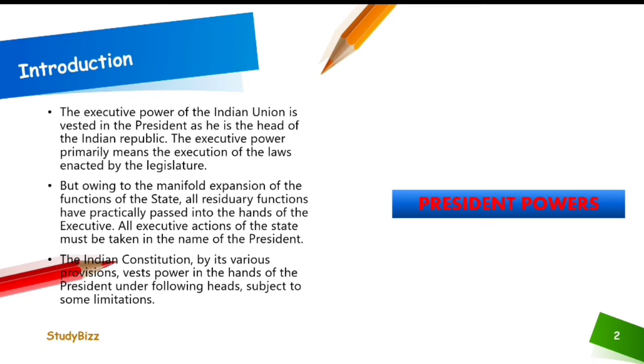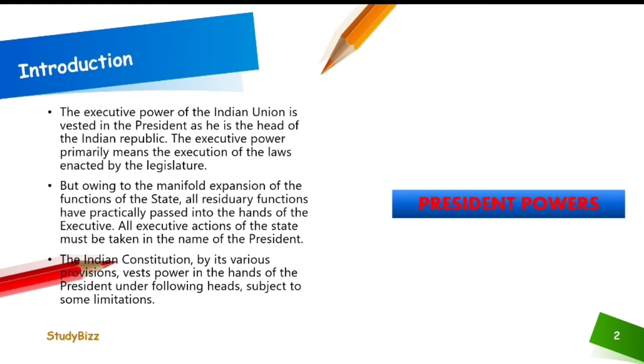So introduction about the president's powers and duties. In India we have the parliamentary system of governance, and accordingly the president is the executive head of the nation but not the real head. The real head, or the real power, is vested in the prime minister. So though the president is the executive head, is he a rubber stamp?